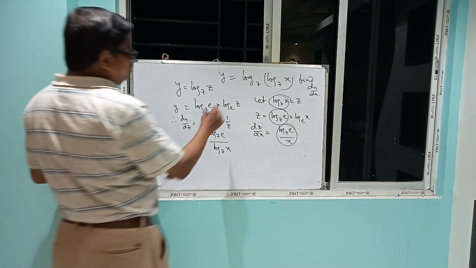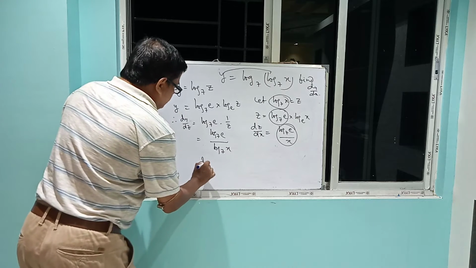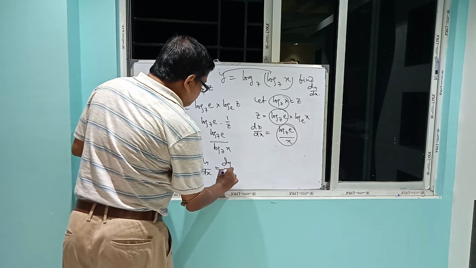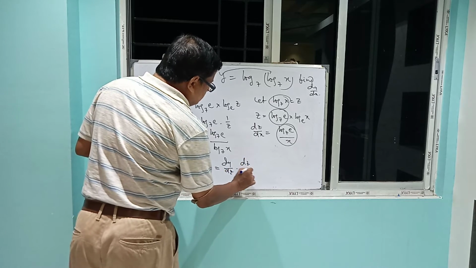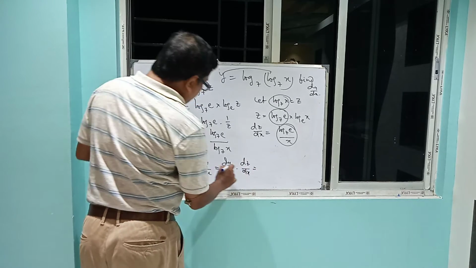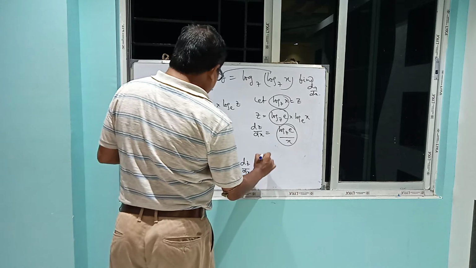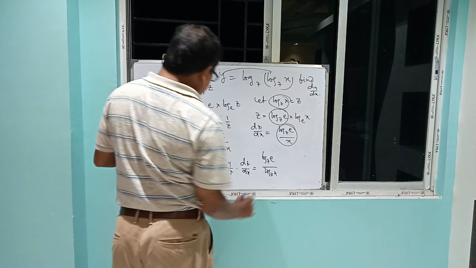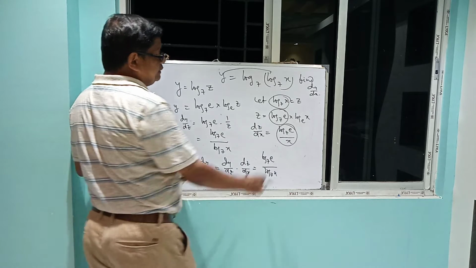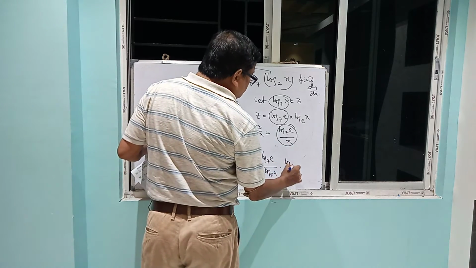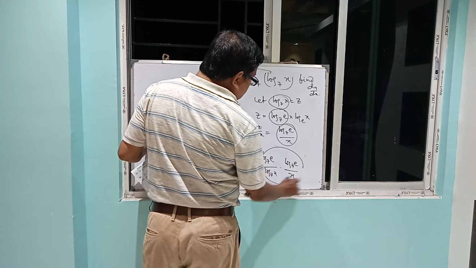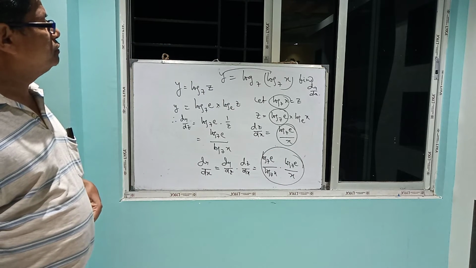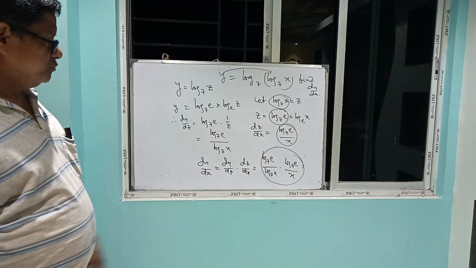Now dy dx is required, y x relation is given, so write dy dx equal to dy dz into dz dx, right? Okay, so dy dz is there, this one, so log 7 base e by base x dz, and dz dx this one, so write log 7 base e by x. So this is the answer, right? dz dx value you put here. Okay, so this is the answer.